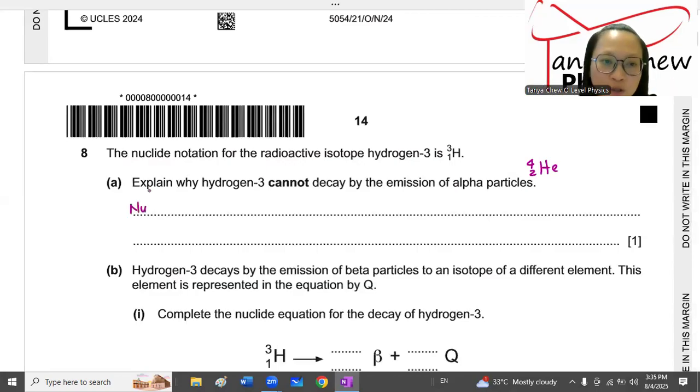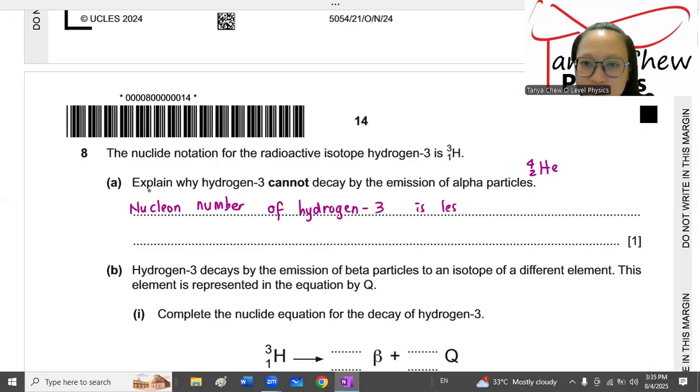I would say that the nucleon number of hydrogen-3 is lesser, or the charge is lesser, than the alpha particle. So that's the reason.